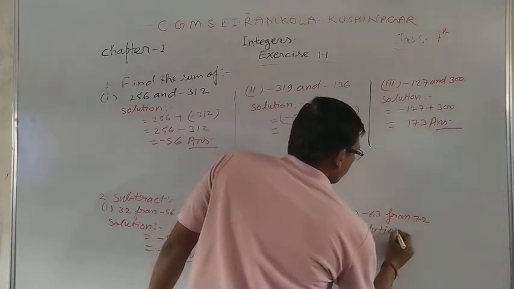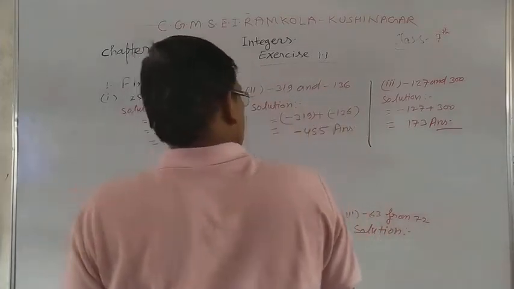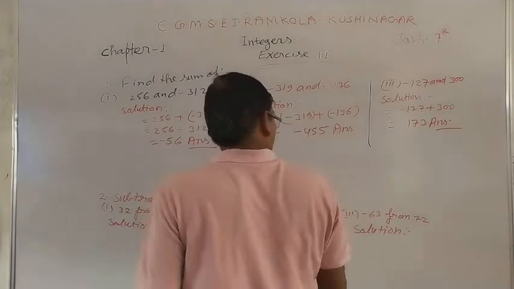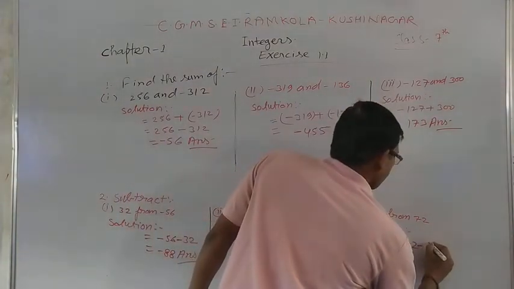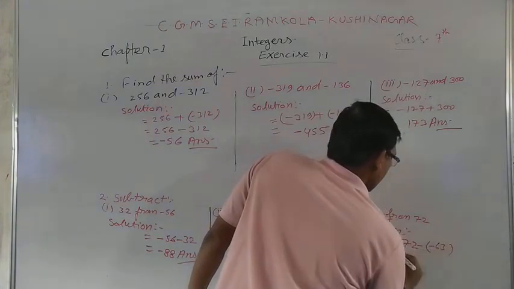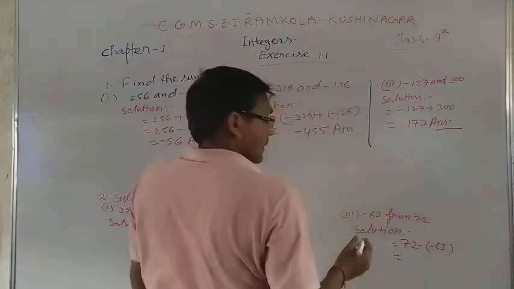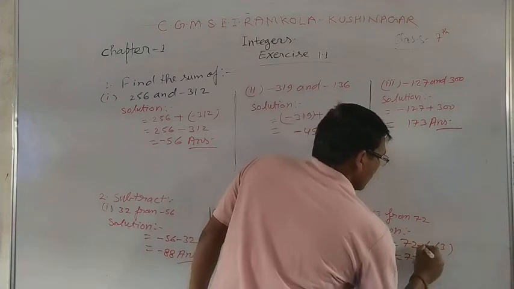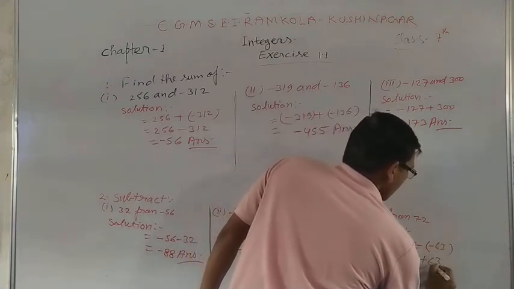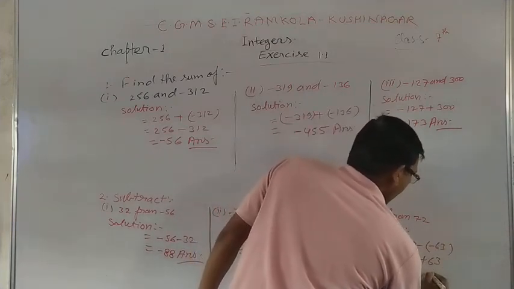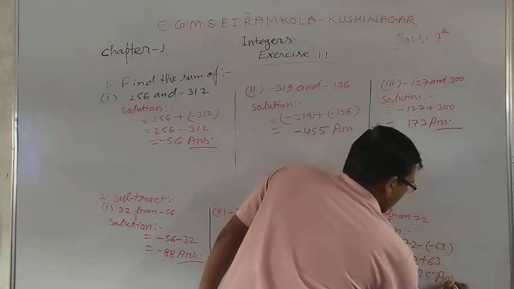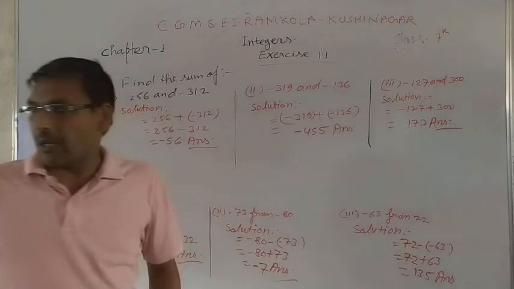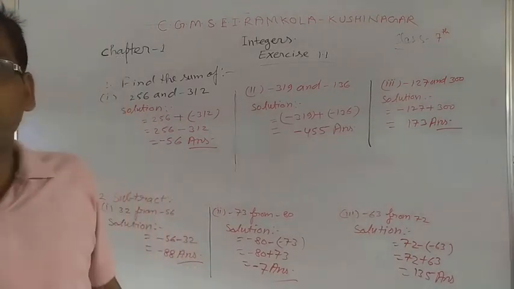Solution of the third question: 72 minus 63, then 72 minus plus 63, and 3 plus 5 is 8, and 6 plus 7 is 13. Here the answer will be 135.